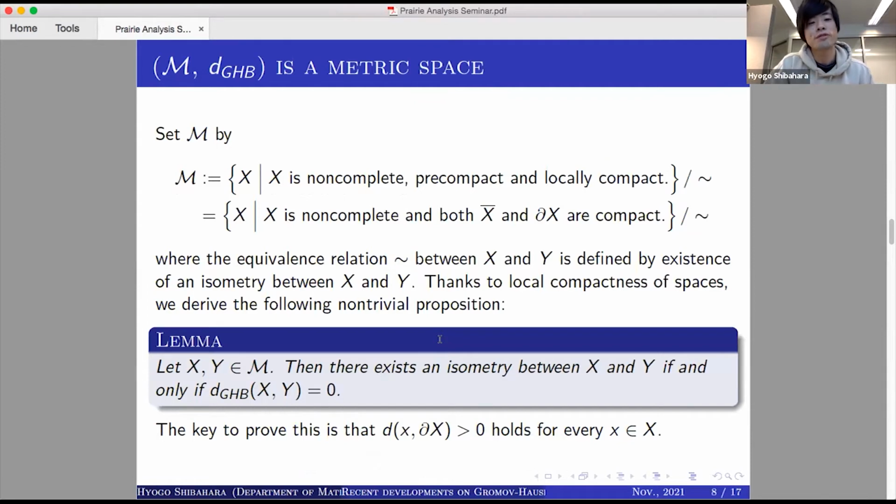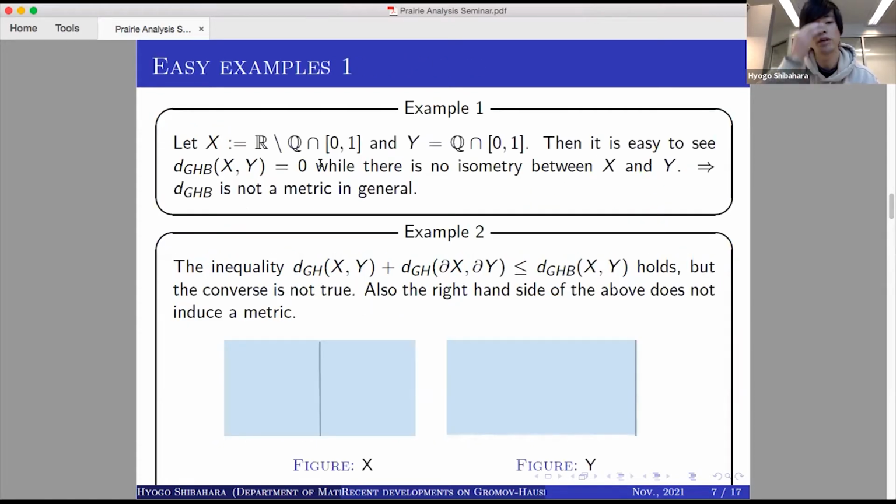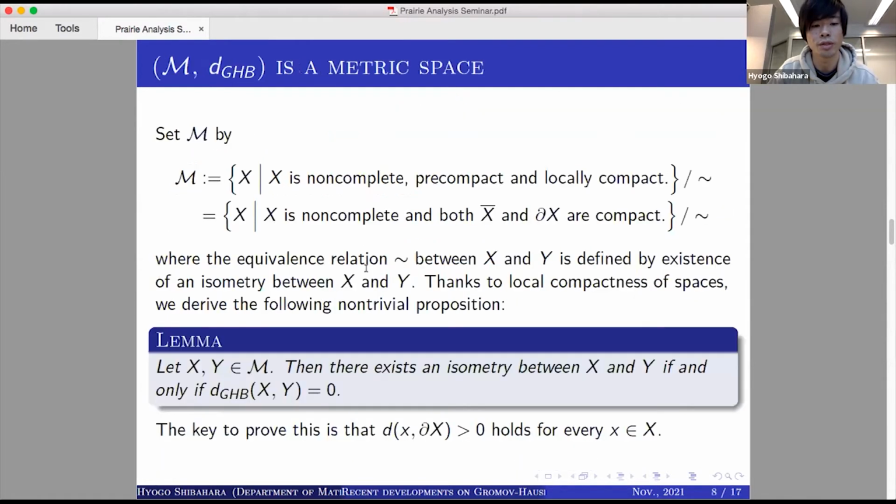So in order to find a proper class of non-complete metric spaces, I would like to define M, which is the collection of all non-complete pre-compact and locally compact metric spaces. And here, the equivalence relation is defined by the existence of an isometry. The reason why I want to assume that the spaces are locally compact is because of example 1 here. These two spaces are not locally compact, so that's why we were not able to get the equivalence that we wanted to prove.